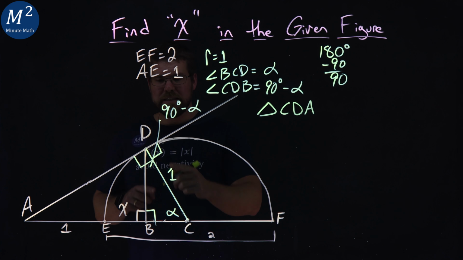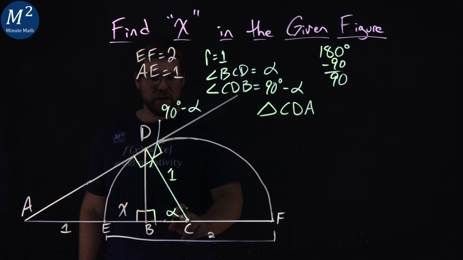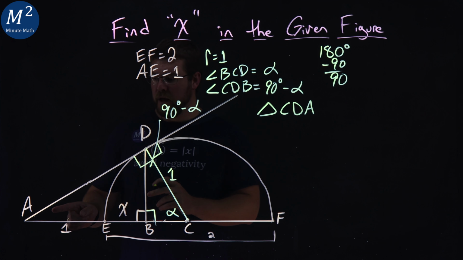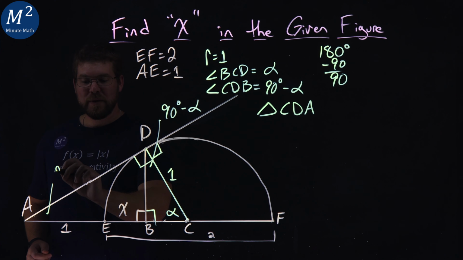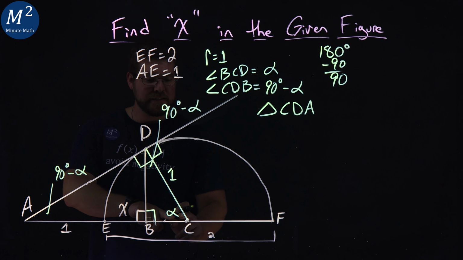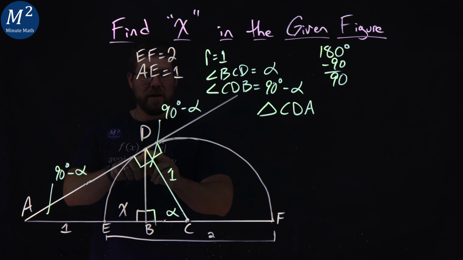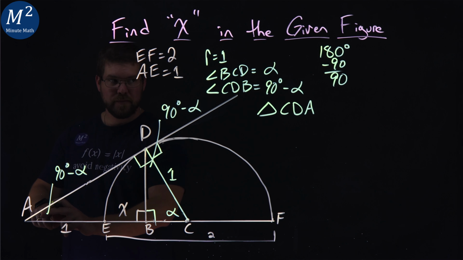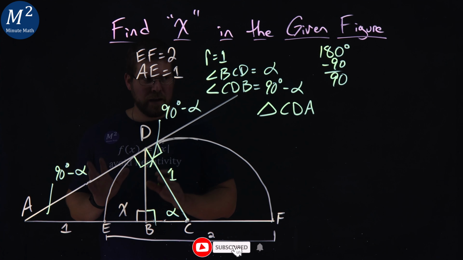All right, CDA, we have an alpha angle here, we have a 90-degree angle right there, and just like we saw before, this angle right here should be 90 degrees minus our alpha, because they both share that same alpha here, and then we have a 90 degrees here. So looking at it, let's put it in order here.